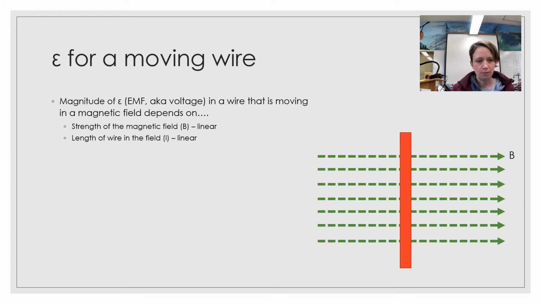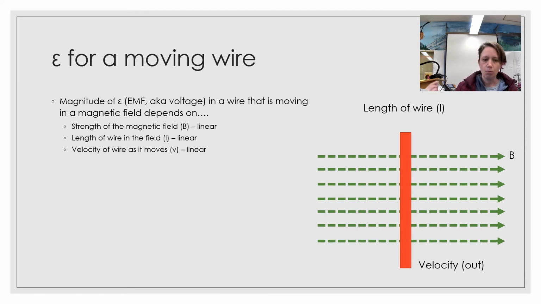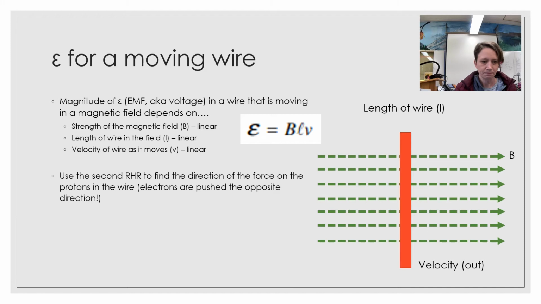The second relationship has to do with the length of the wire that is moving. The longer the wire, the more of those spaghettis it's going to be chopping, therefore the more voltage is going to be induced as well. That's another linear relationship. And the last variable is how fast that wire is moving. Obviously, the faster the wire is moving, the more spaghetti it's going to chop as well. That's another linear relationship. So the equation is pretty straightforward. EMF is equal to BLV, taking into account those three linear relationships.